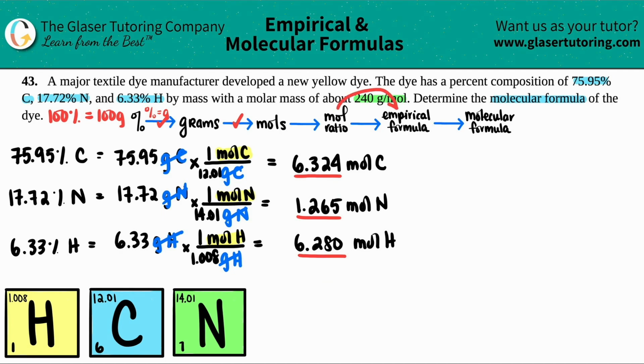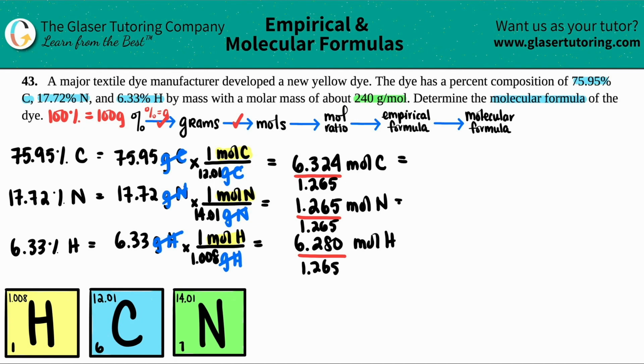Well, look ahead. We want to find the empirical formula first. And the empirical formula is always the most simplified formula of that compound. It's the formula that has the smallest subscripts. So simplified, smallest, keep with that idea. You're going to divide each number by the smallest one out of the bunch. So out of 6.324, 1.265, and 6.280, which one is the smallest number? Yes, this one. So I'm going to divide each one by 1.265. And now I'm going to get some answer.